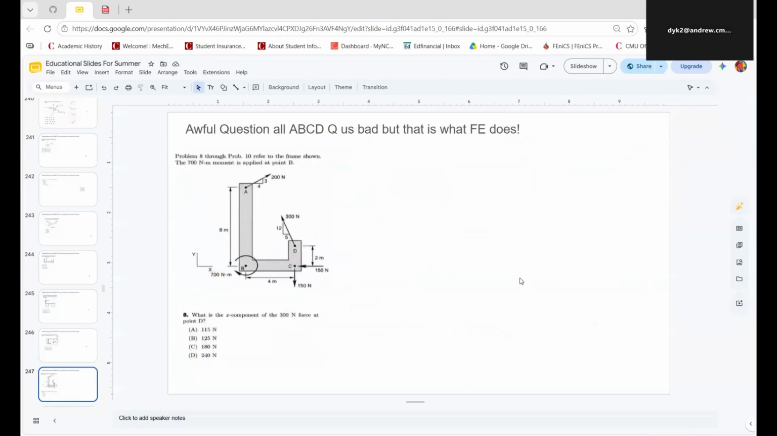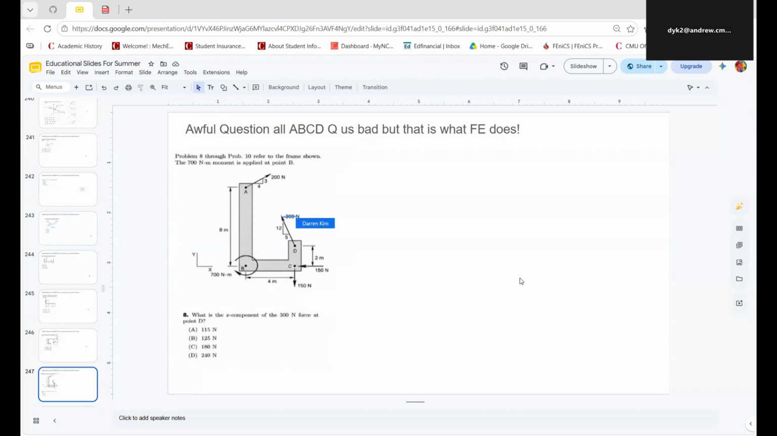So problems 8 through 10 refer to the following frame. The 700 newtons are applied to B. Okay, beautiful. What is the x component of a 300 newtons force at point D? Why is this a question? This doesn't feel like a question.